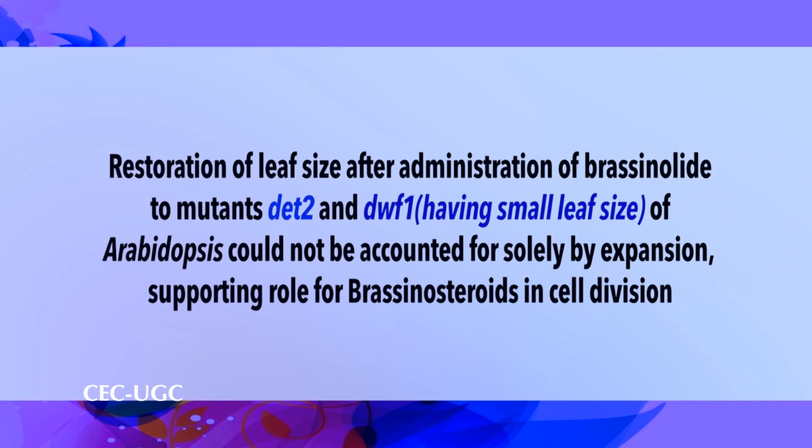Restoration of leaf size after administration of brassinolide to the mutants DED2 and DWF1 of Arabidopsis could not be accounted for solely by expansion, supporting a role for brassinosteroids in cell division.